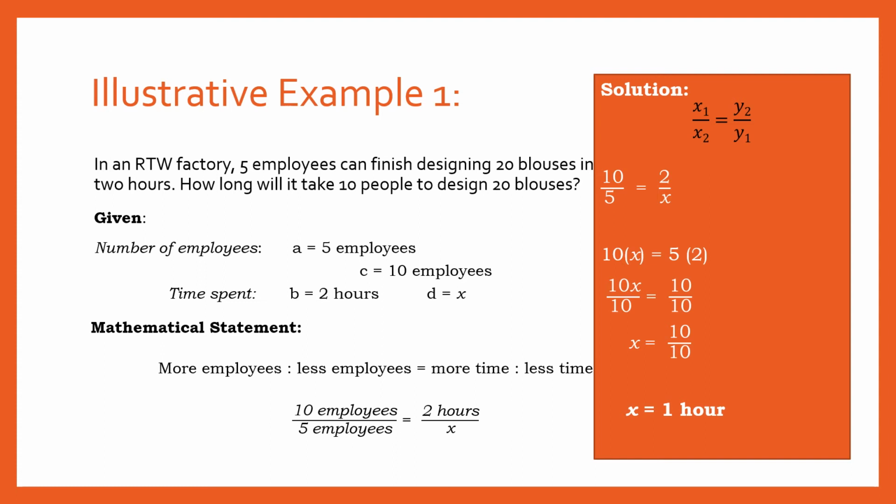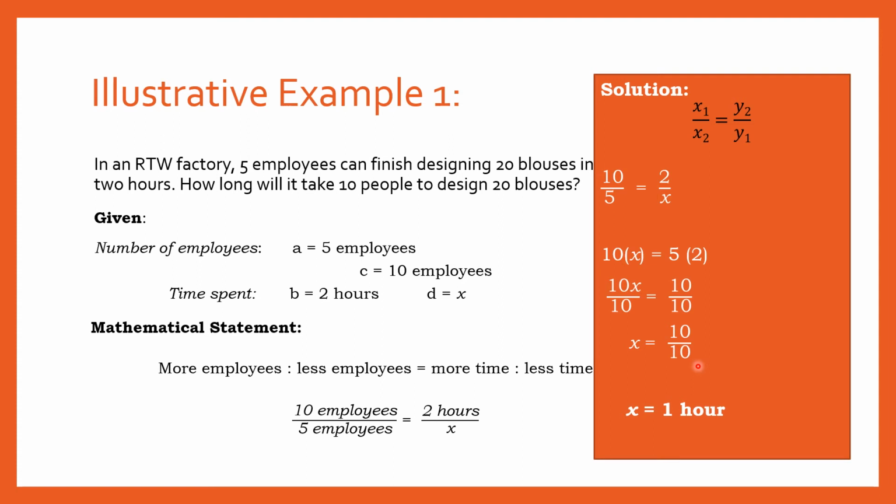Now let us cross multiply. 10 times x is equal to 10x, and then 5 times 2 is equal to 10. So to solve for the unknown, we are going to divide both sides by 10. So 10x divided by 10 is equal to 10 over 10, or x is equal to 1.